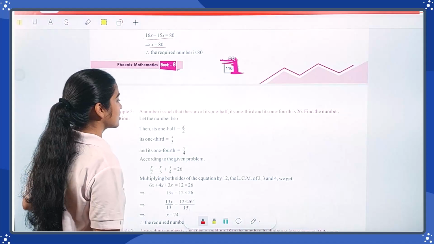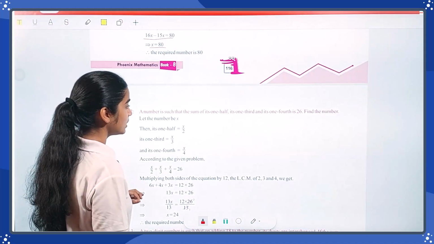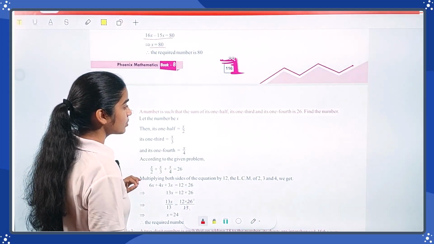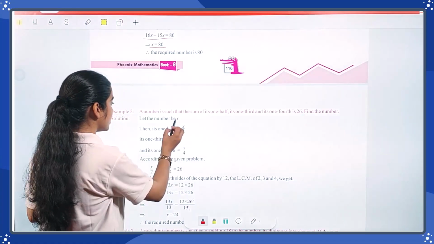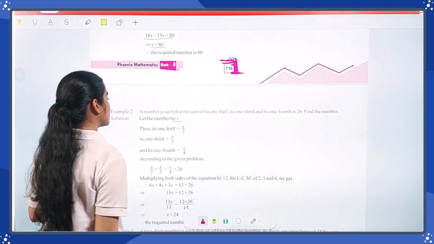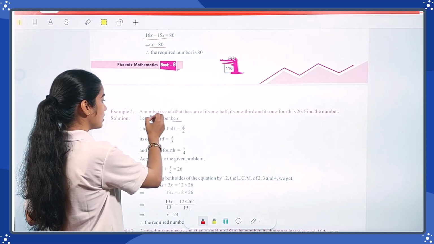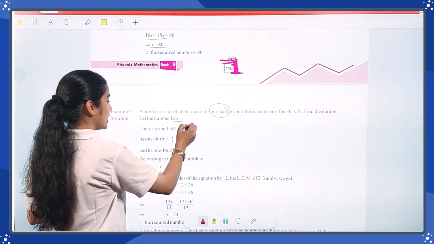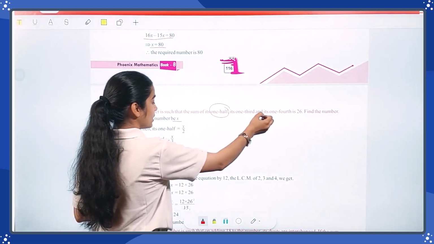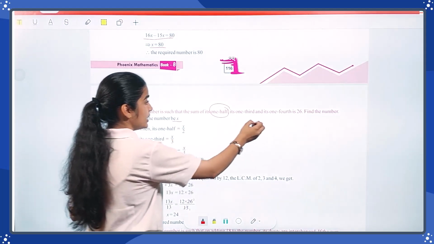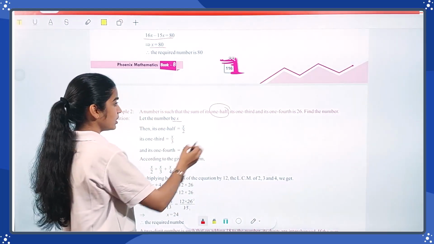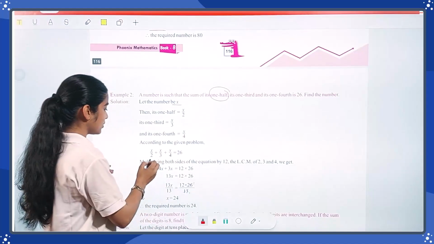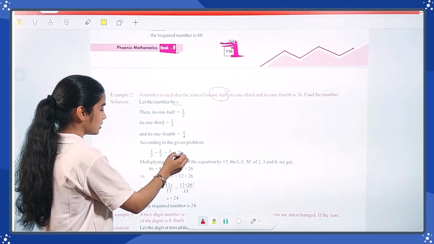Now a number is such that the sum of its half, its 1/3 and its 1/4 is 26. Find the number. So let's take the number x, and half is x by 2, its 1/3 is x by 3, its 1/4 is x by 4, which is equal to 26. So x by 2 plus x by 3 plus x by 4 is equal to 26.